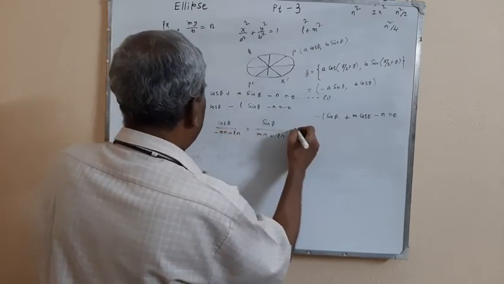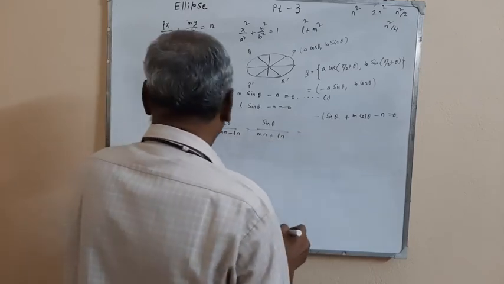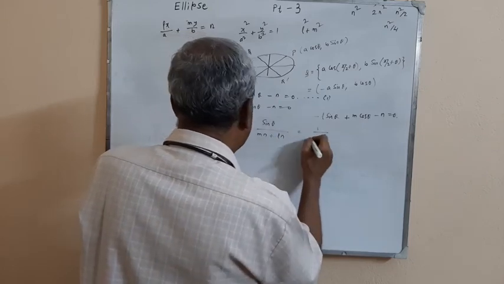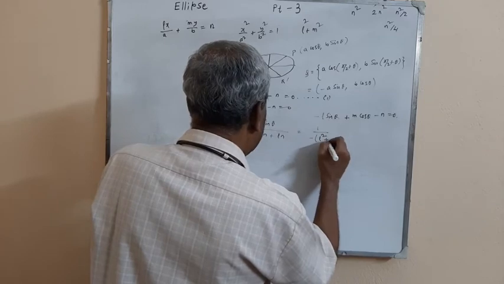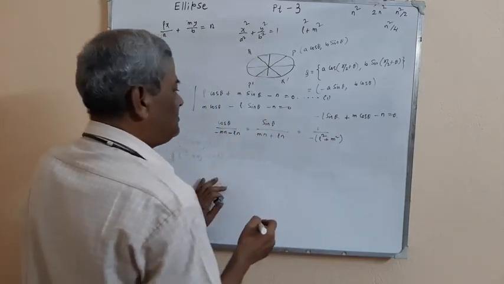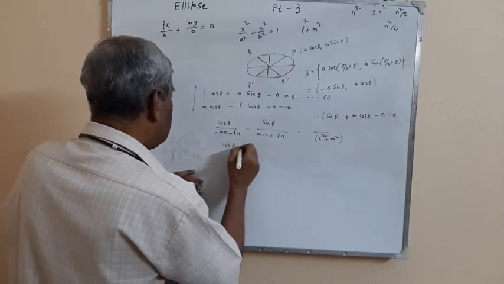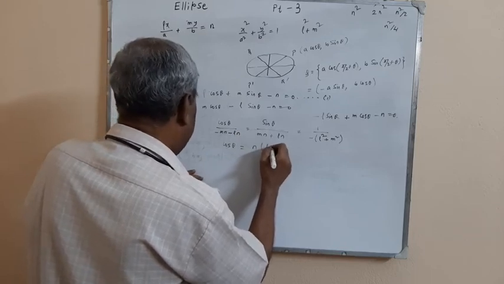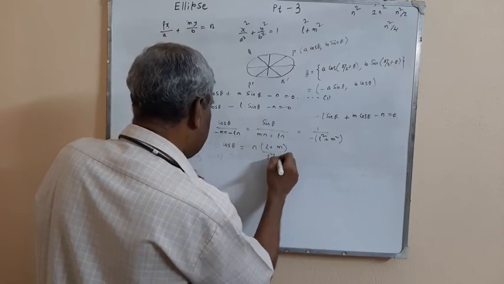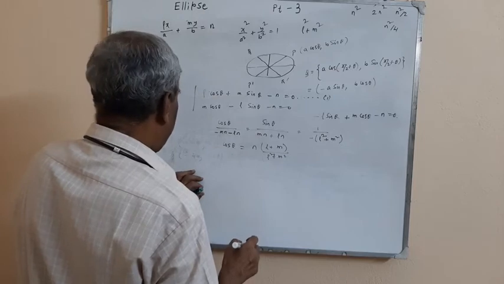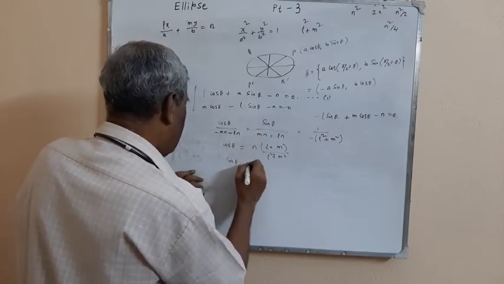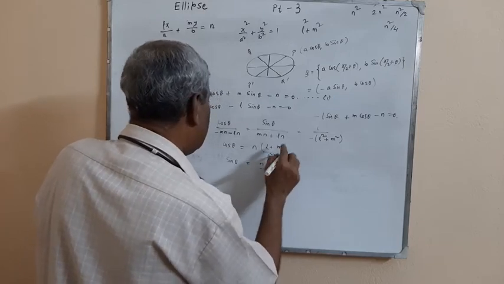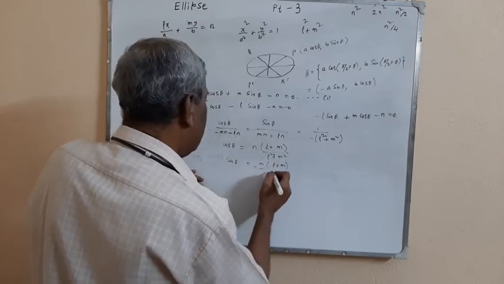Is equal to 1 by minus L square minus M square, so that we get cos theta is equal to N into (L plus M) divided by (L square plus M square). And sin theta is equal to N into (L plus M) divided by minus (L square plus M square).